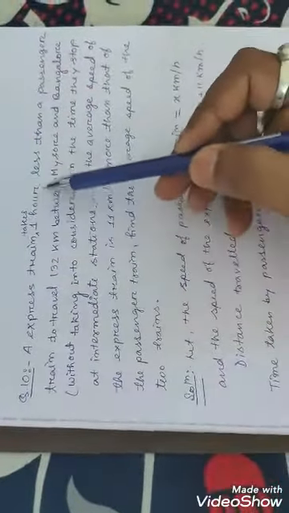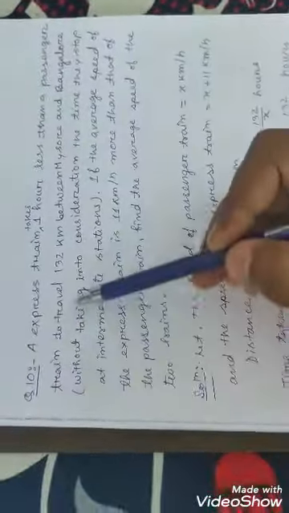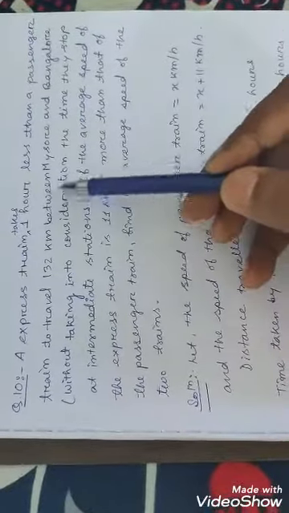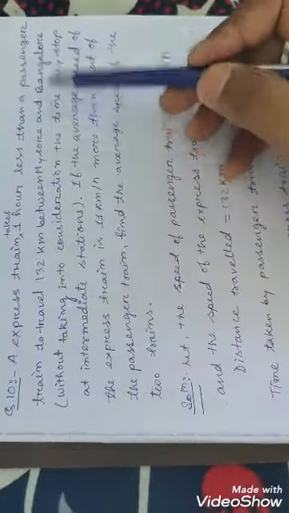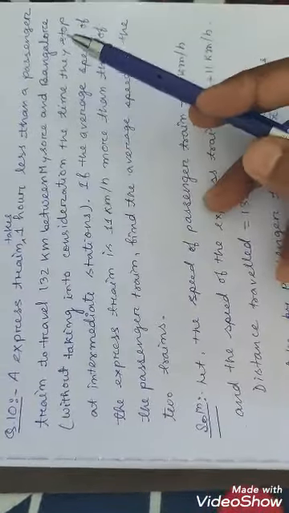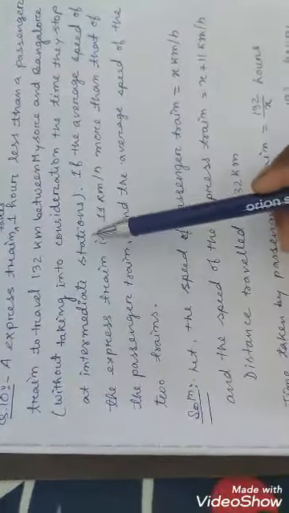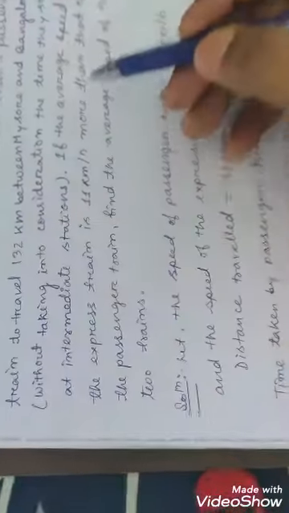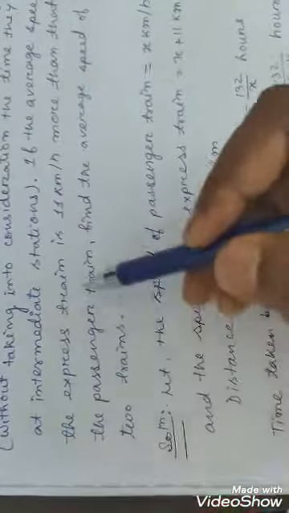Now I continue with question number 10. An express train takes 1 hour less than a passenger train to travel 132 km between Mysore and Bangalore, without taking into consideration the time they stop at intermediate stations. You have to neglect the stop time at the intermediate stations. If the average speed of the express train is 11 km/h more than the speed of the passenger train, find the average speed of the two trains.